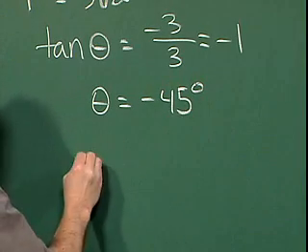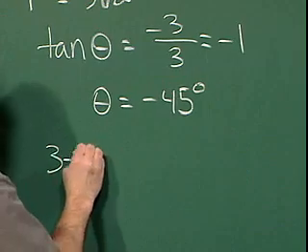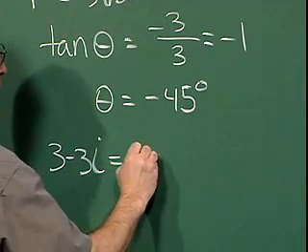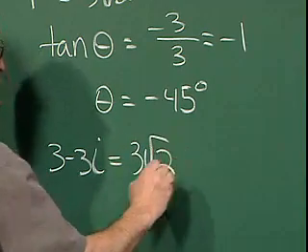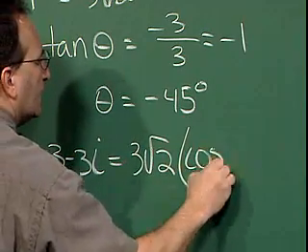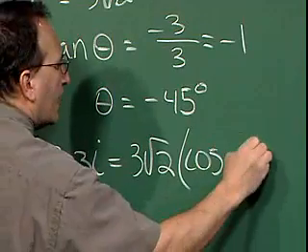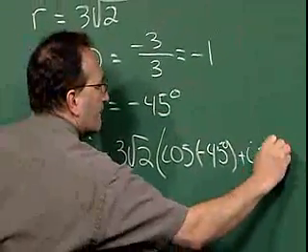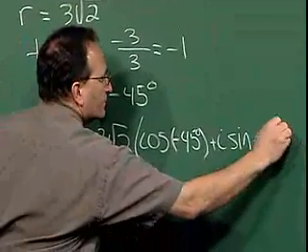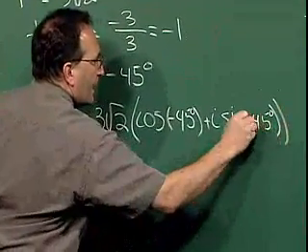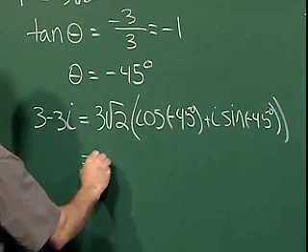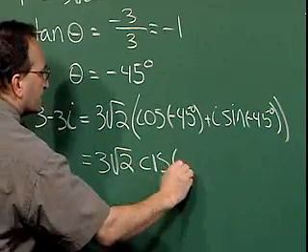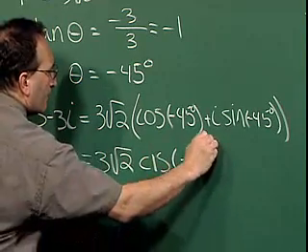So now we combine this: 3 minus 3i is going to be equal to r, 3 square roots of 2, times cosine of negative 45 degrees plus i times sine negative 45 degrees. And in the abbreviated form, it would be 3 square roots of 2 cis negative 45.